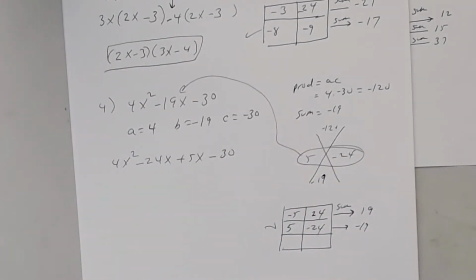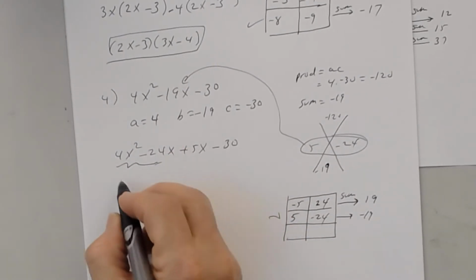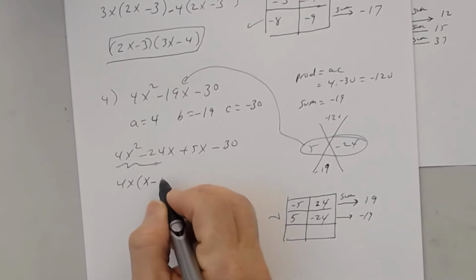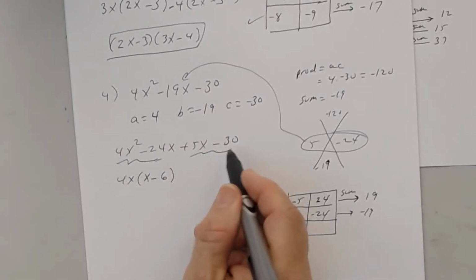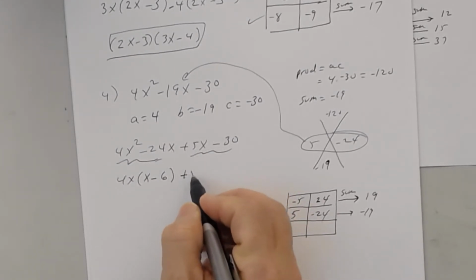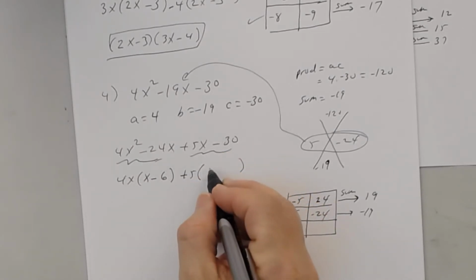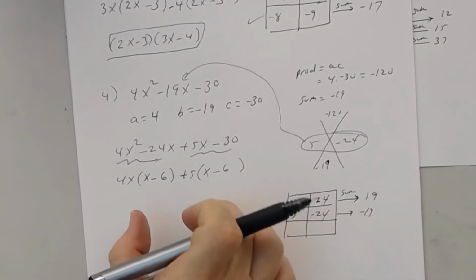Someone else could have said 5x minus 24x, right? Okay, let's group. From the first group, what can I factor out? 4x. What do I get? 4x times what? X minus 6. From the second group, what are you going to factor out? Plus 5, right? Positive 5. 5 times what's 5x? 5 times what's a negative 30? Negative 6. If it's factored by grouping, you're doing it correctly.